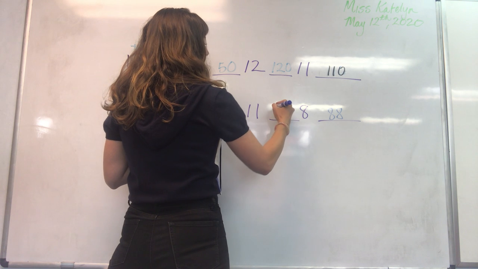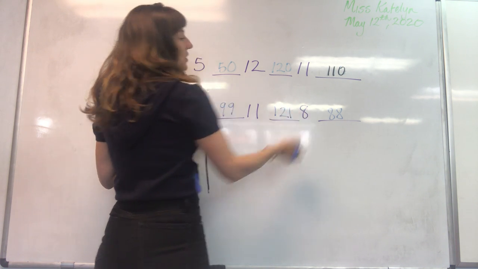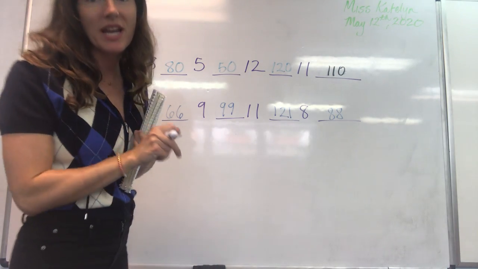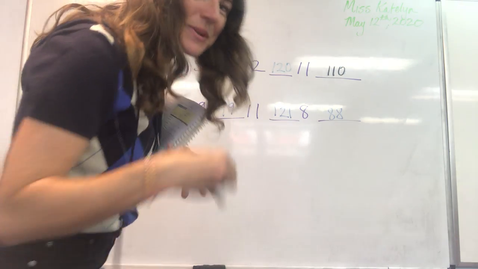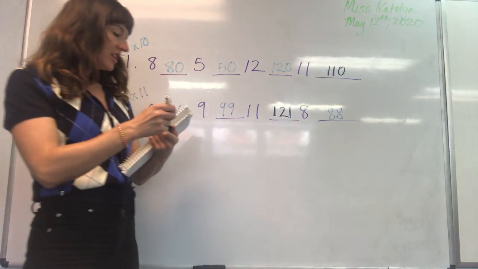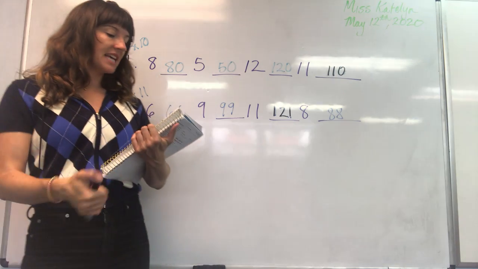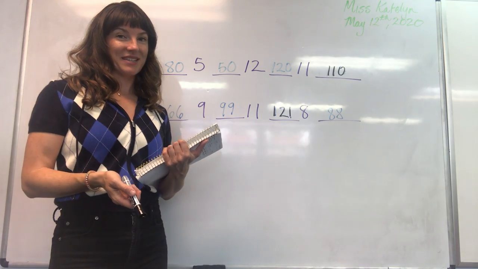I split the ones. 1, 1. 1 plus 1 is 2. 121. I'm going to write that in black just to make sure that you super duper get it. And I need you to finish the other ones. I need you to do 7 times 10 and 6 times 10, 3 times 11, and 12 times 11.